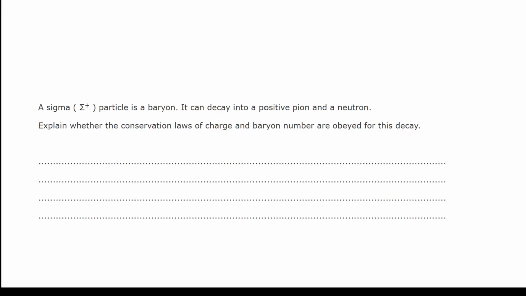A sigma plus particle is a baryon. It can decay into a positive pion and a neutron. Again, as I've told you, always make diagrams or equations when you're starting with a new particle. A positive pion plus a neutron. Check the conservation law of charge. So first let's see charge. What do we have here? +1 and +1. Yes, the charge is conserved.